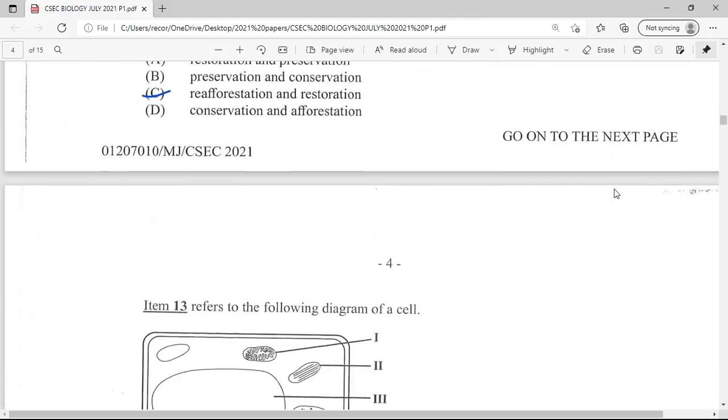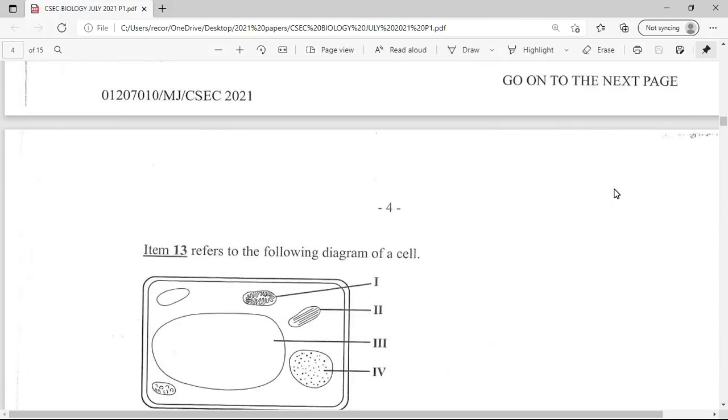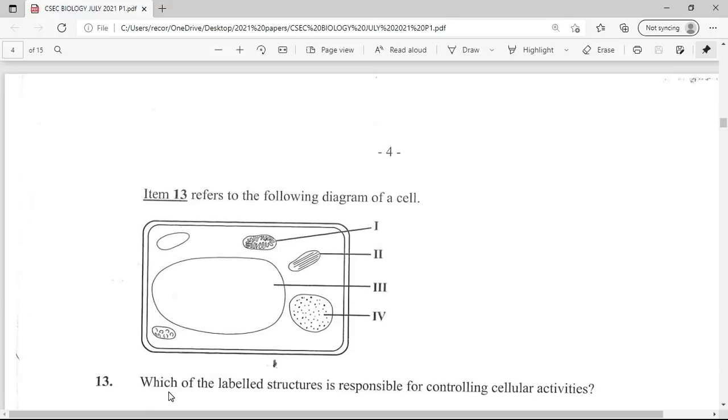We move on down to question number 13, and it refers to the following diagram of the cell. We could look at this and try to figure out what is happening here. One here being the mitochondria, we're seeing the folds, the invagination, and two here being stacks of thylakoids, so this pretty much is a chloroplast. Here we're seeing the nucleus, and the large vacuole here, and probably a starch granule there. I'm not too sure about this one here, but I know it's not the nucleus.